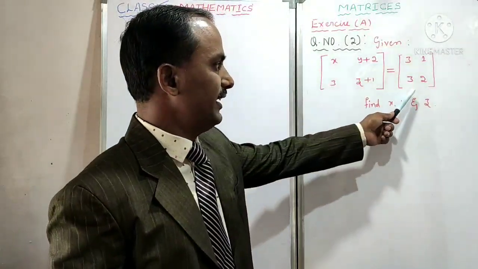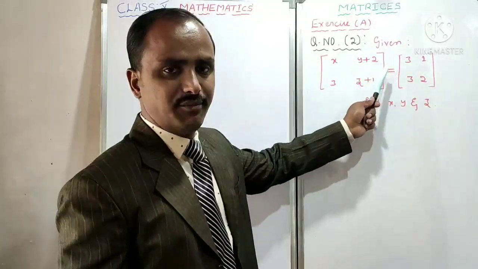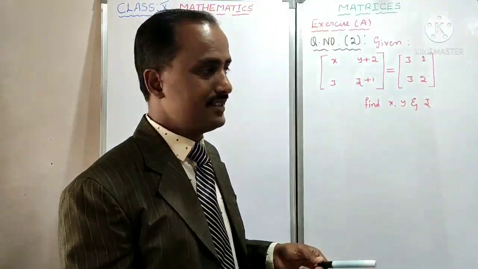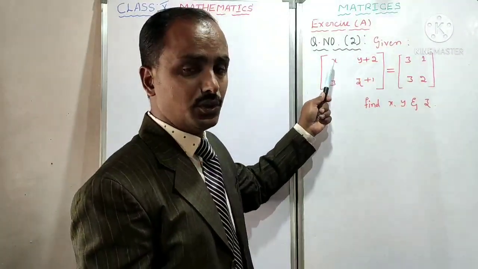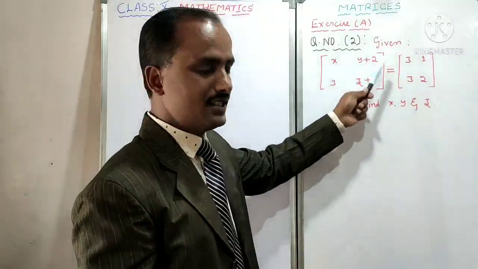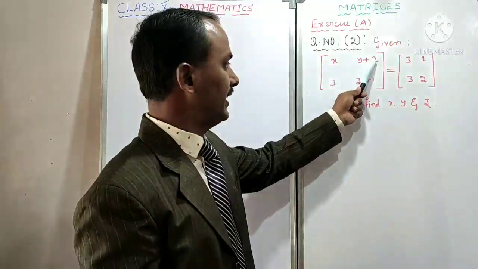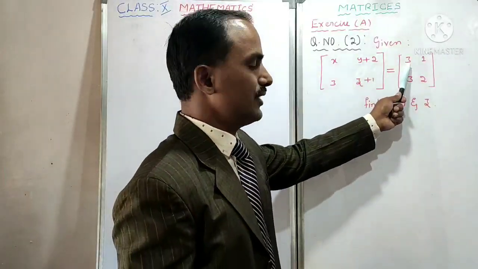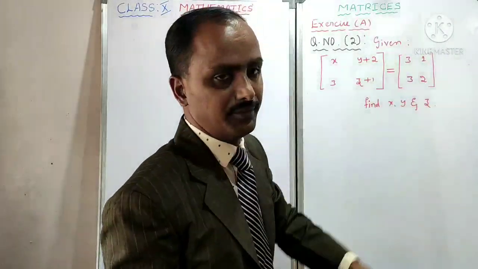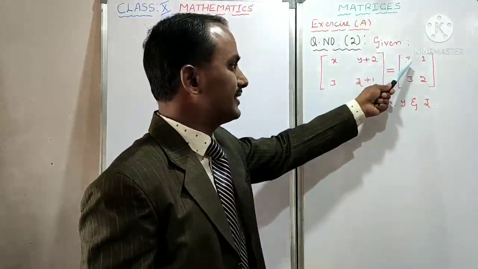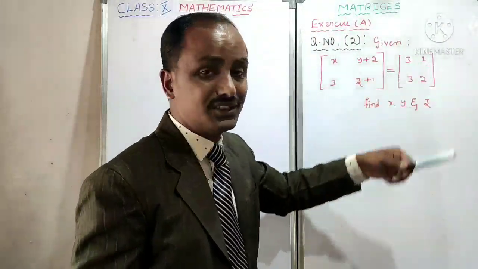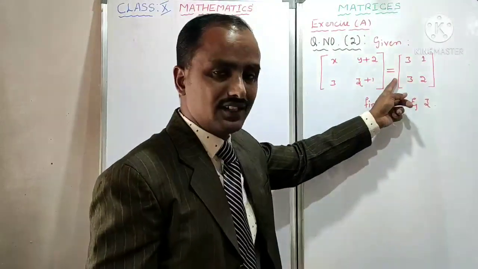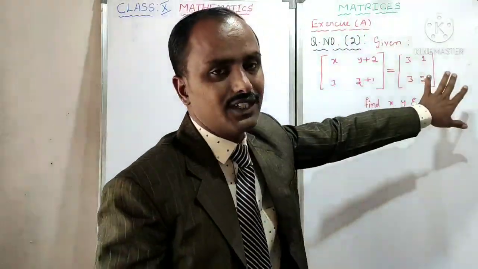Today I am continuing the matrices lesson, exercise A, question number 2. Here, two matrices with an equal sign between them are given, meaning this matrix is equal to this matrix, so their respective elements are equal. See, in this matrix: first element, second element, third element, fourth element. Similarly, the right side also has one more matrix with first, second, third, and fourth elements. Like respective elements, x is equal to 3. Understanding? Any two matrices with an equal sign between them means that matrix is equal to the right side matrix.